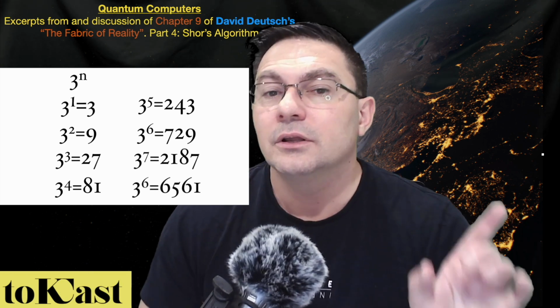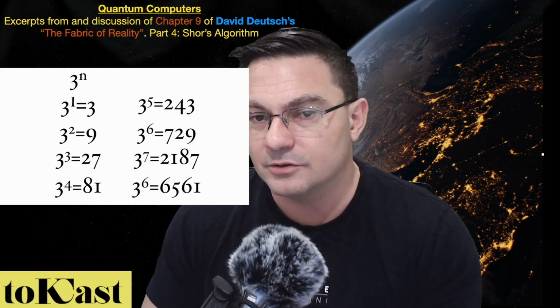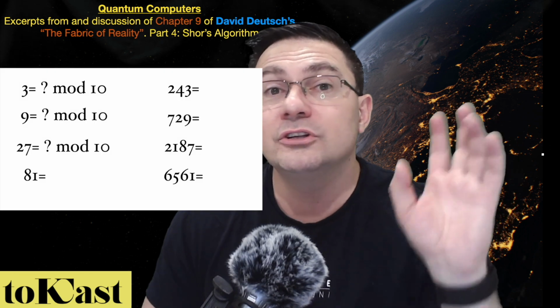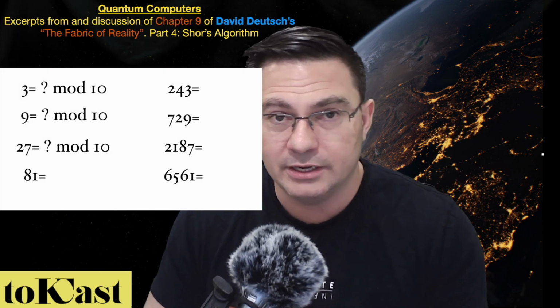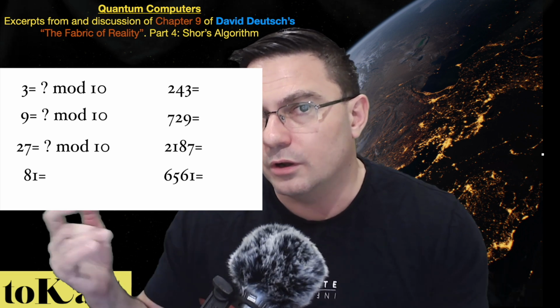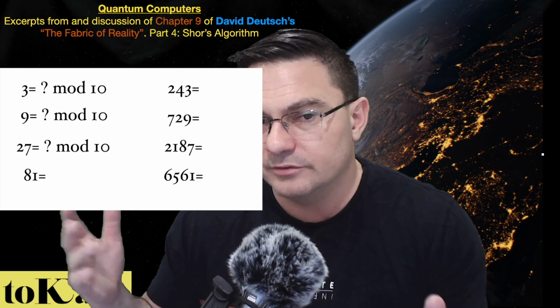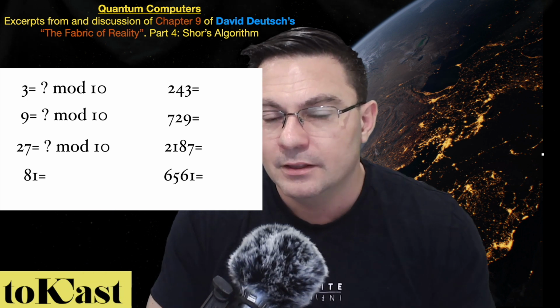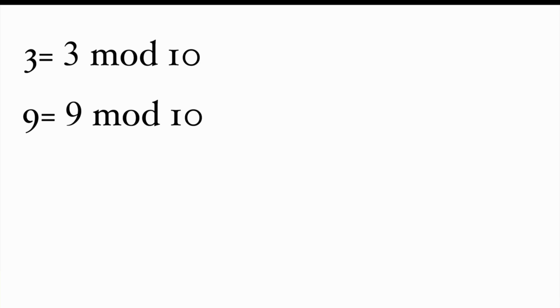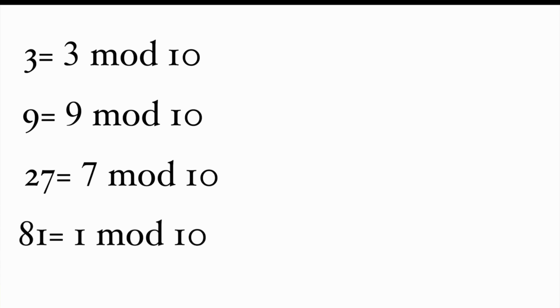Now, consider each of those, the powers of 3, in terms of mod 10. So we're going to be dividing them by 10. So 3 equals what mod 10? 9 equals what mod 10? 27 equals what mod 10? Well, it's what the remainder is. So 10 goes into 3 0 times. It doesn't go into 3 at all. So you're left with just 3. 10 goes into 9 0 times. You're just left with 9. But 10 goes into 27 twice with 7 left over. 10 goes into 81 8 times with 1 left over. So we're just writing down the remainder each time.